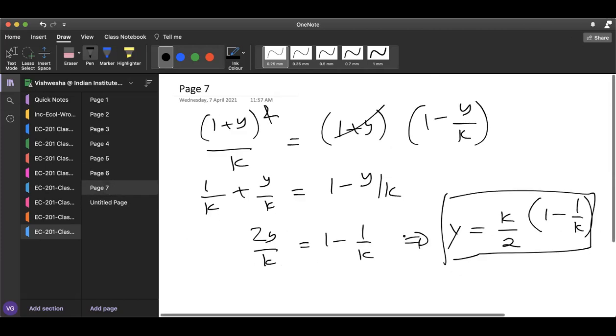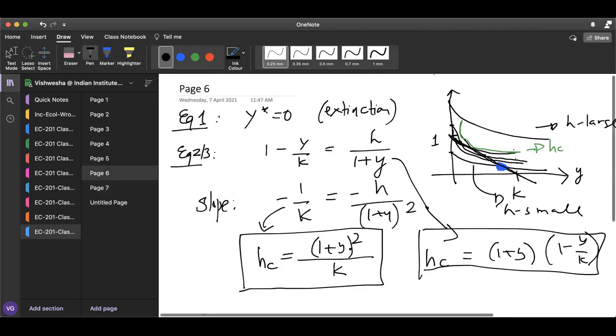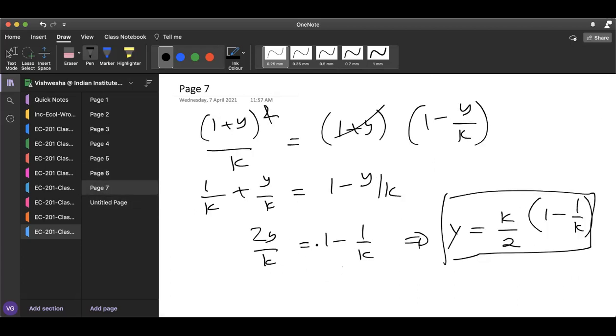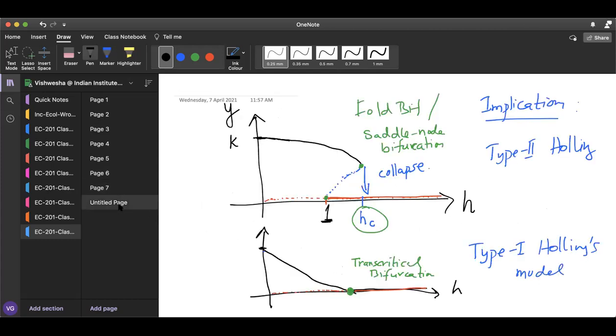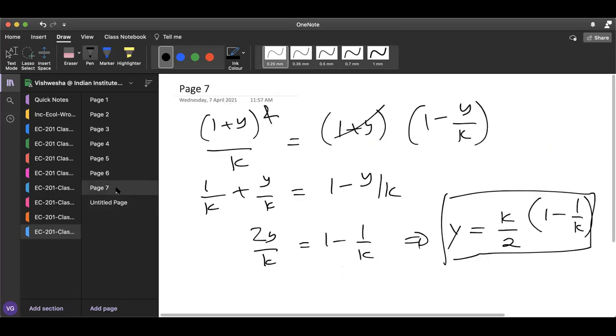So y is now known entirely in terms of k. I can substitute that in this expression or either of the expressions and I should be able to find a simpler solution for what exactly is the condition for hc. So that's one way to find the critical value of h, and you will also get a condition for when that is actually true.